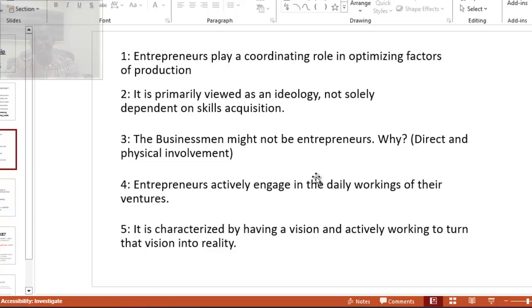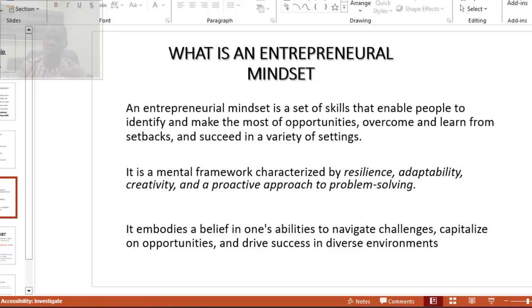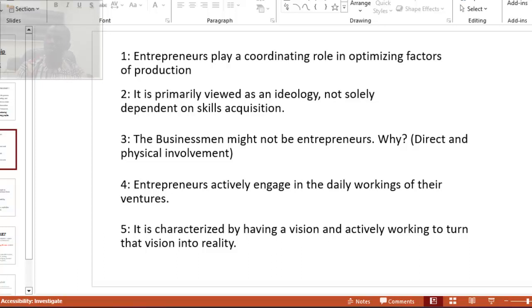Another point is that it is characterized by a vision and actively working to turn the vision to reality. Just as I said before, it's not all about having the vision. You must work the vision to fruition, work it to reality. After you've had the idea, oh yeah, people are staying on queue here. You don't sit down there and be complaining with others. While sitting there, you look at, okay, what can I do to make things out for myself? Now we have this problem of people staying on queue. How can I help? Okay, the problem is that we do not have sufficient shots coming over.